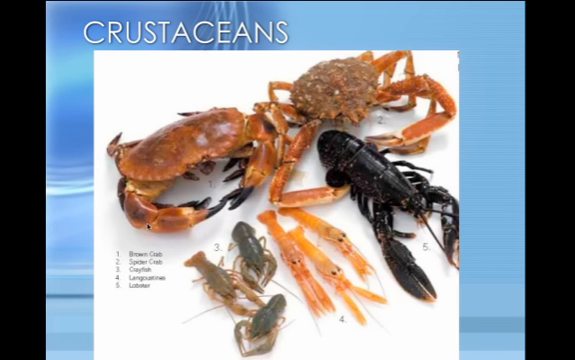Crustaceans are mostly aquatic. There are about 40,000 species. There are crabs, lobsters, crayfish, and shrimp. They have multiple specialized appendages. They are the only arthropods with two pairs of appendages modified as mouth parts.